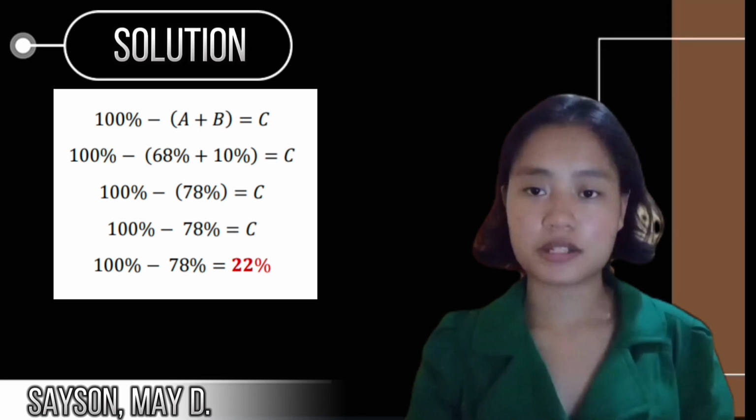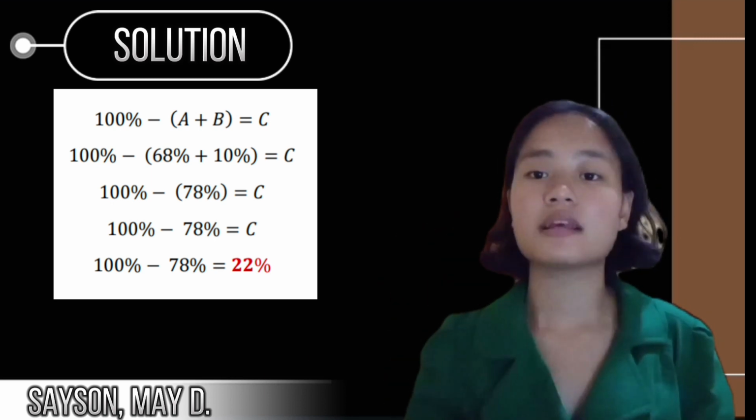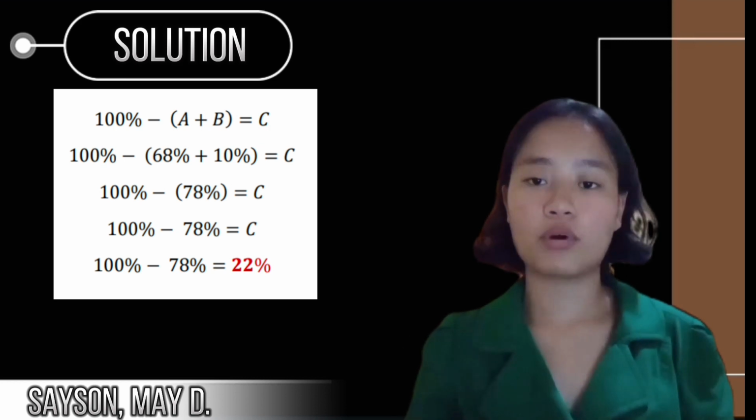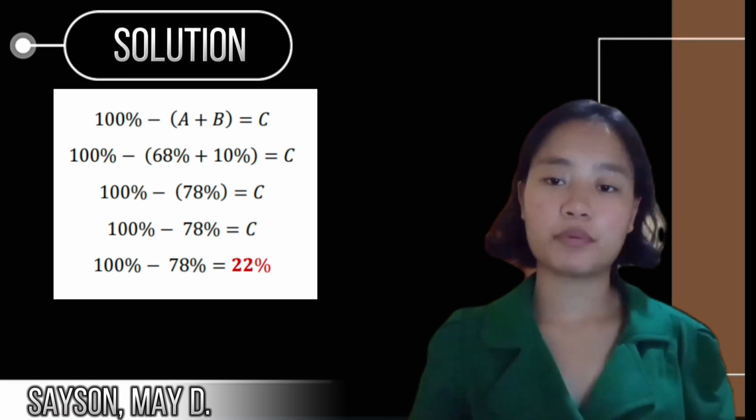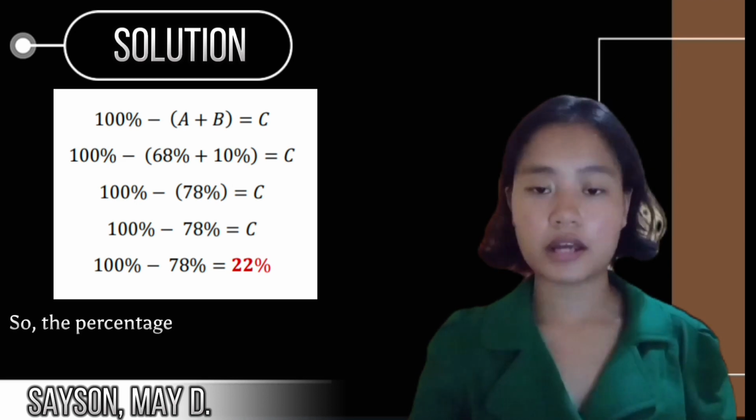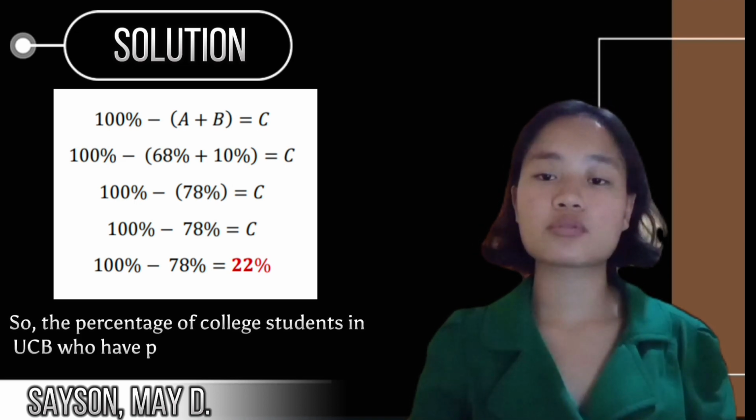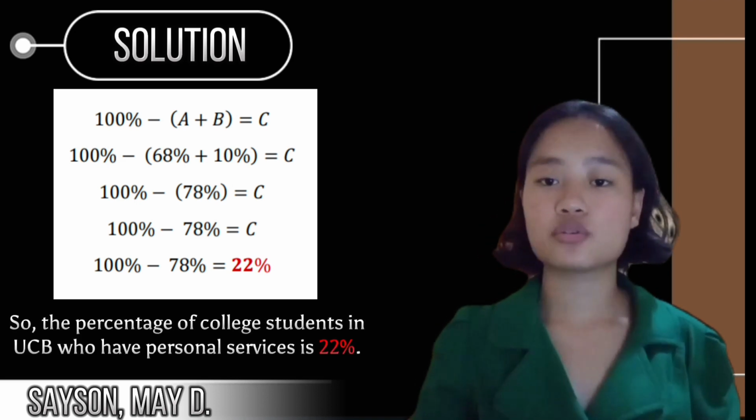We get 78%, and then we subtract it from 100%, giving us 22% for C, or for the percentage of students who have personal services. So in conclusion, the answer for this problem is that the percentage of students who have personal services is 22%.